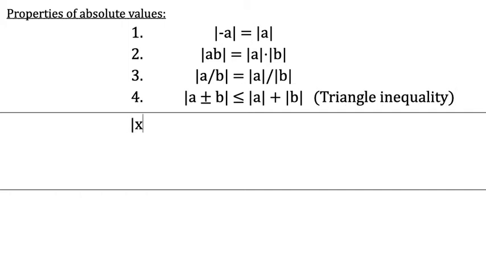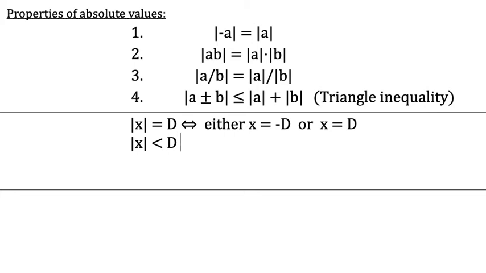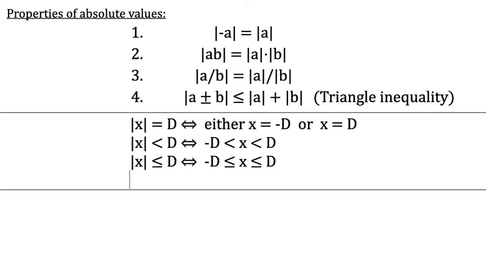The absolute value of x is equal to d if and only if either x is equal to negative d or x is equal to d. The absolute value of x is less than d if and only if negative d is less than x, which is less than d. The absolute value of x is less than or equal to d if and only if minus d is less than or equal to x, which is less than or equal to d.